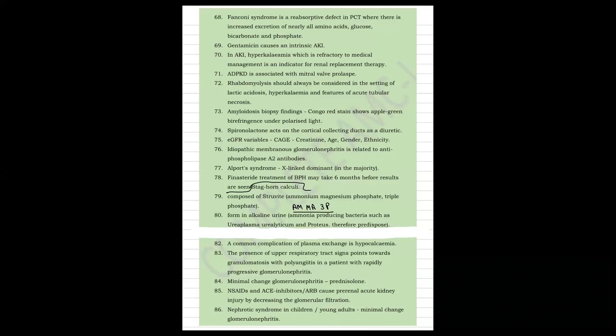In ADPKD, the mitral valve can also be weak, leading to prolapse. Okay, so rhabdomyolysis: we discussed lactic acidosis, hyperkalemia, and ATN, acute tubular necrosis. Can you guys comment what kind of cast you will see in acute tubular necrosis, ATN?